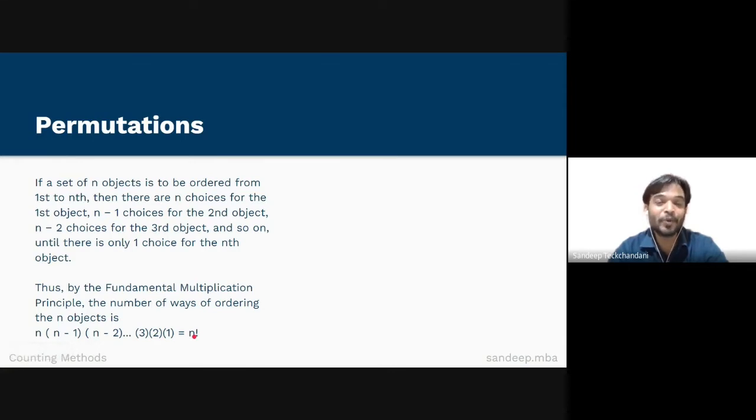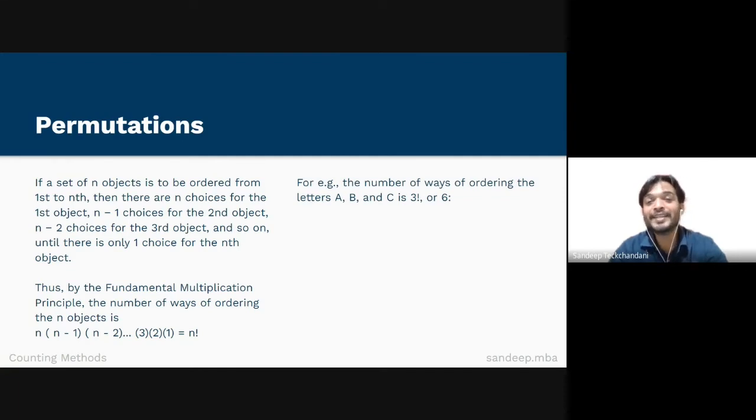Let me illustrate this point with the help of an example. The number of ways of ordering the letters A, B, and C is 3 factorial or 6. And the number of ways that these letters can be ordered is as follows. ABC, ACB, BAC, BCA, CAB, and CBA. So we can see that there are 6 ways of ordering the letters A, B, and C.